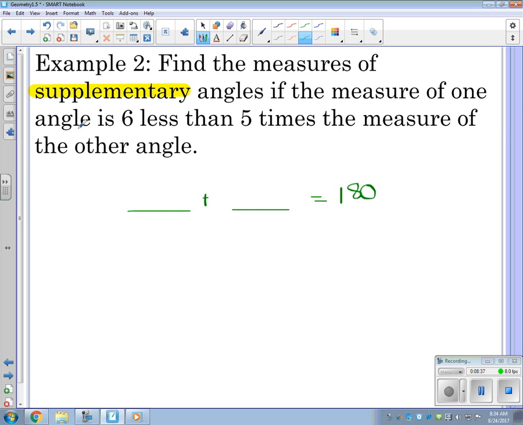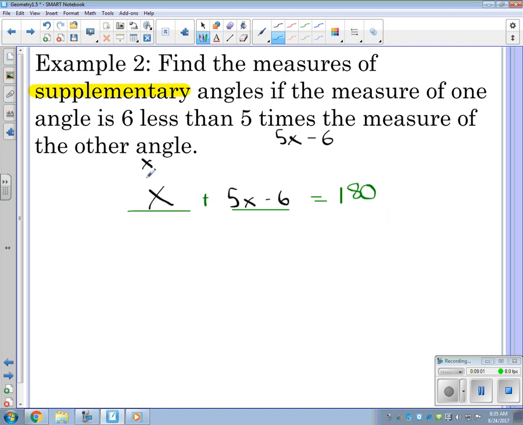If the measure of one angle is 6 less than 5 times the measure of the other angle. And I don't know what either of those are, so I'm going to assign a variable to this other angle and just call it x. And this one says it's 6 less than 5 times that, so that could be 5x. 6 less would be minus 6. And I'm going to put those in those blanks I put there. So x for the other angle, and then this one's 5x minus 6.